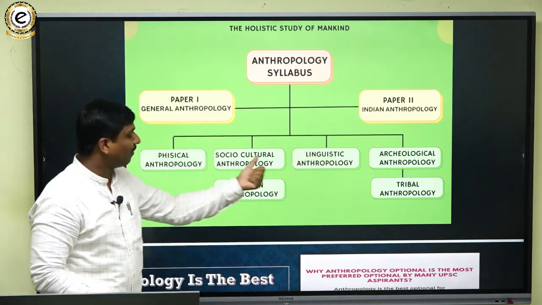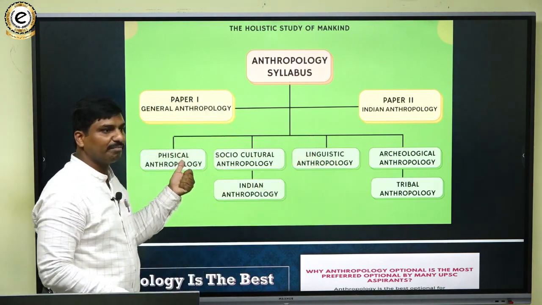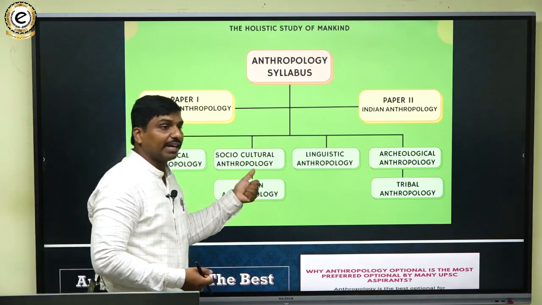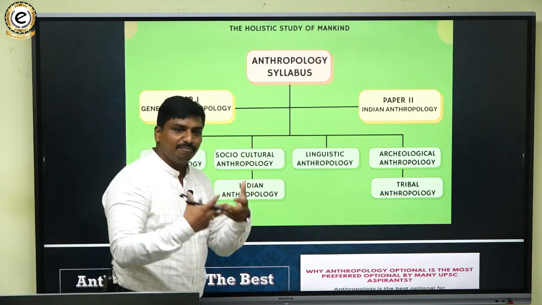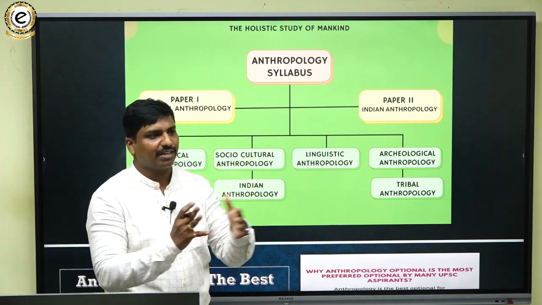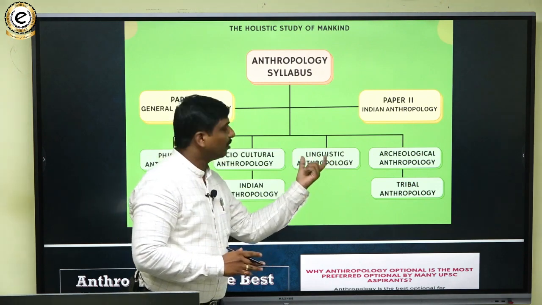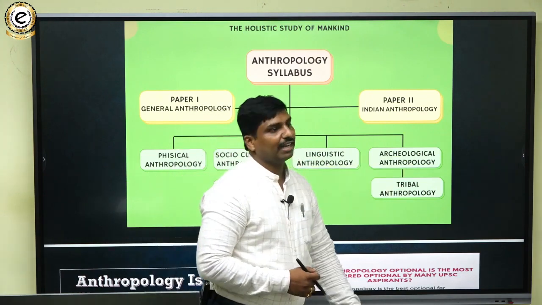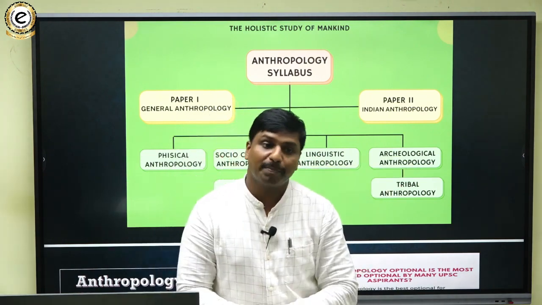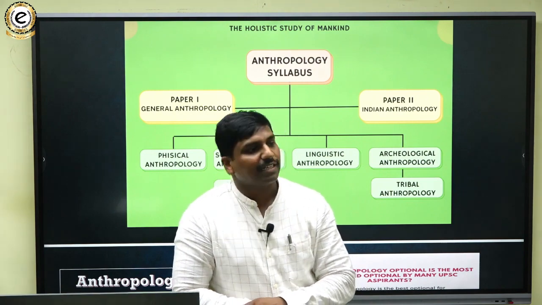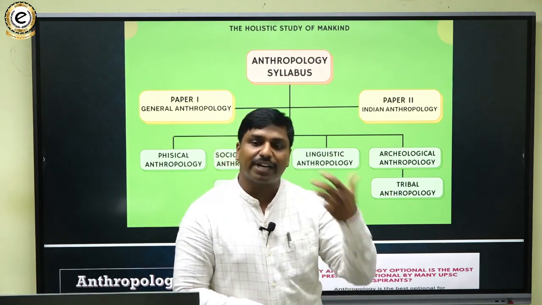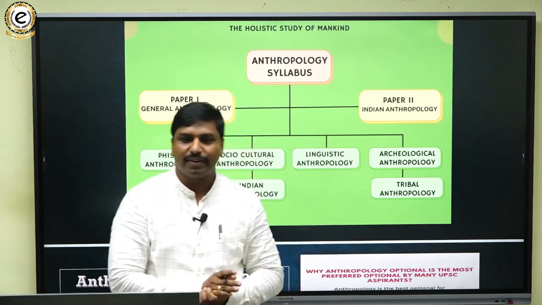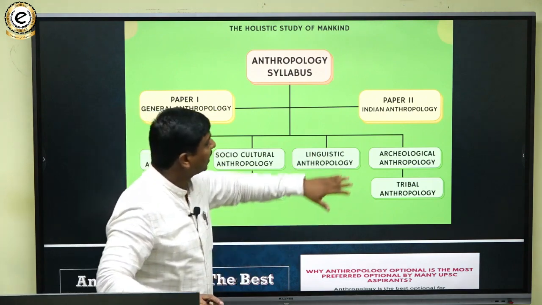It consists of syllabus related to physical anthropology, where we will study the biological aspects of man, and socio-cultural anthropology. Here we will study various social aspects of man, like family, marriage, kinship, likewise. Then we will have a portion related to linguistic anthropology, and then archaeological anthropology. Apart from this, we will have some approaches to study culture, like anthropological theories and thoughts. We will study that in detail in paper one.